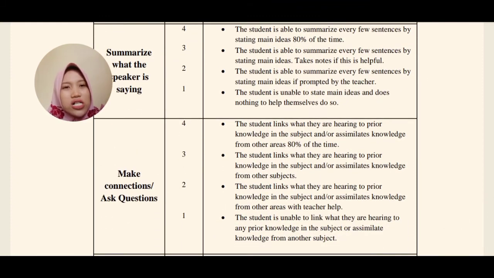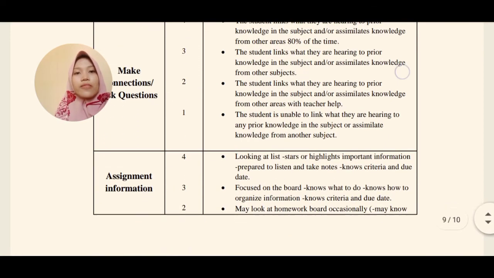Then make a connection or ask a question. 4: the student links what they are hearing to prior knowledge in the subject or assimilates knowledge from other areas 80% of the time. They will get 3 points if the student links what they are hearing to prior knowledge in the subject. They will get 2 points if the student links what they are hearing to prior knowledge or assimilates knowledge from other areas with teacher help. They will get just 1 point if the student is unable to link what they are hearing to any prior knowledge in the subject or knowledge from another subject.